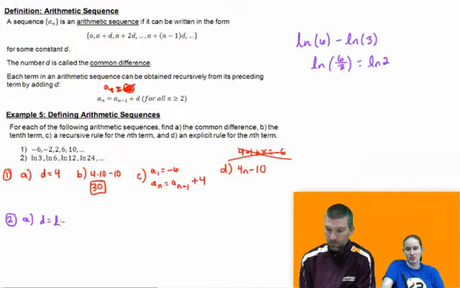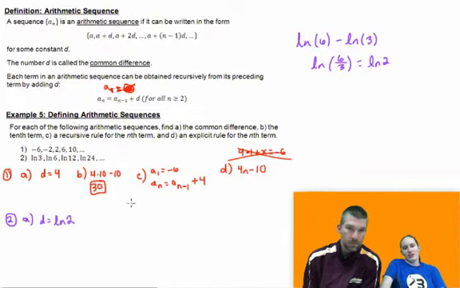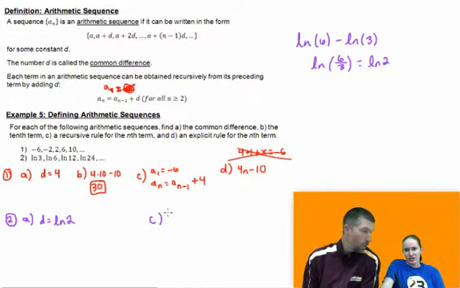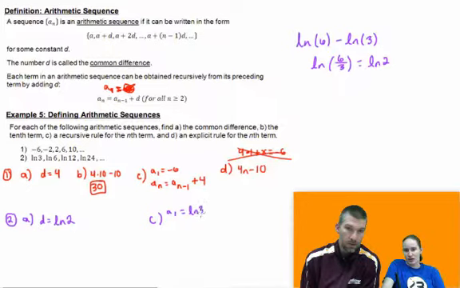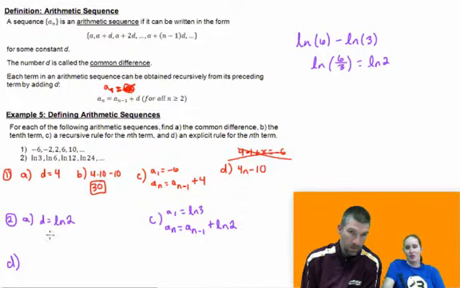So d is natural log of 2. All right, so we'll come back to B a little bit later on. C, our first term is ln of 3. And then every term after that we get by using our previous term plus natural log of 2. Well, good luck with part D, because I think it's impossible. Oh, ye of little effort.